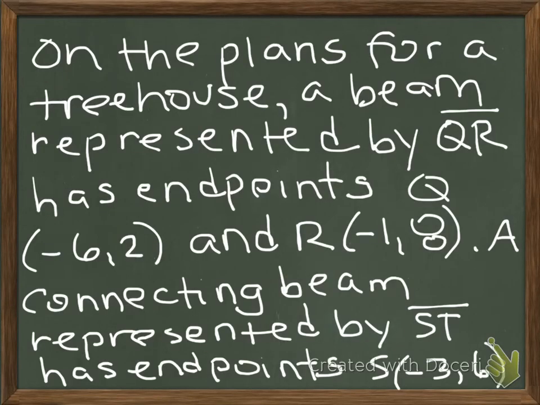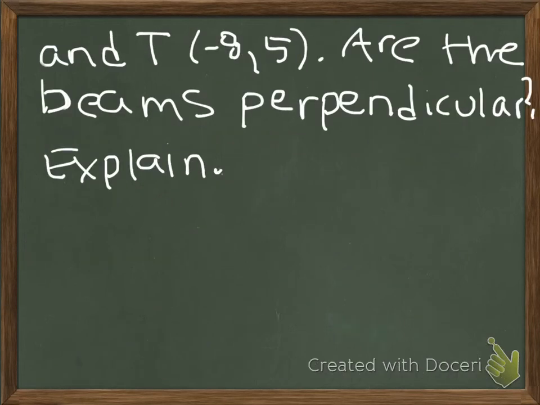Then we have the last problem, which is saying on the plans for a treehouse, so they're building a treehouse, you have a beam represented by a side which is labeled QR, and the endpoints of that are negative 6, 2 and negative 1, 8. Then you have a connecting beam, okay, so the beam is going to connect to the other beam, represented by ST, and their endpoints are negative 3, 6 and negative 8, 5. We need to figure out whether these beams are perpendicular.